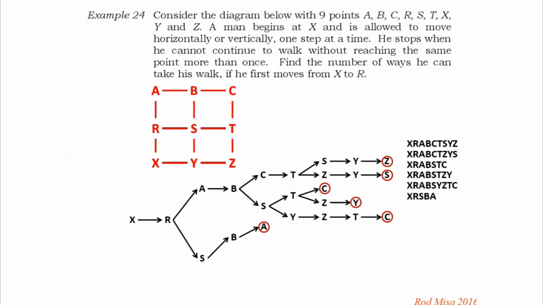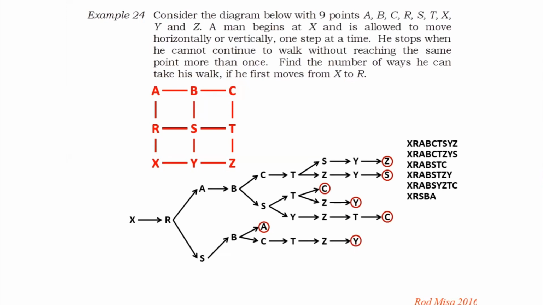But suppose he will take another road, say point X, point R, point S, point B, but instead of moving to point A, he chooses to move to point C, and then to point T, point Z, point Y, but he cannot move at that point since he has passed already points S, X, and Z.